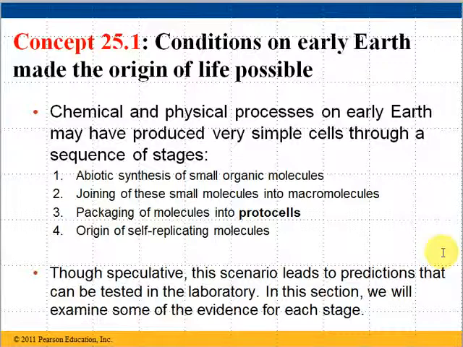So let's take a look at one possible scenario, and again this is a scenario that is deemed most scientifically likely simply because of the evidence that we have that supports this particular idea. Chemical and physical processes on early Earth may have produced very simple cells through a sequence of stages. First stage would be what we call abiotic synthesis of small organic molecules, then the joining of these small molecules into macromolecules, the packaging of them into what we would call protocells, or the basic beginnings of what would eventually be defined as a cell, and then the origin of self-replicating molecules.